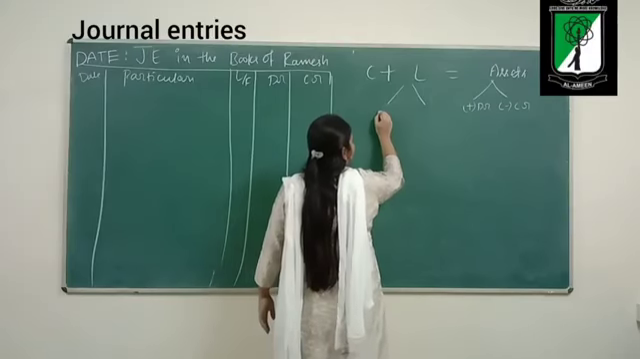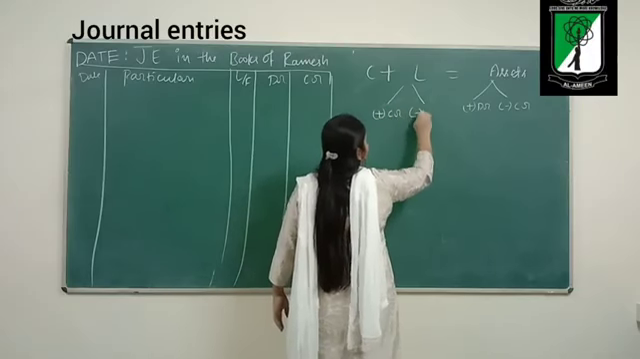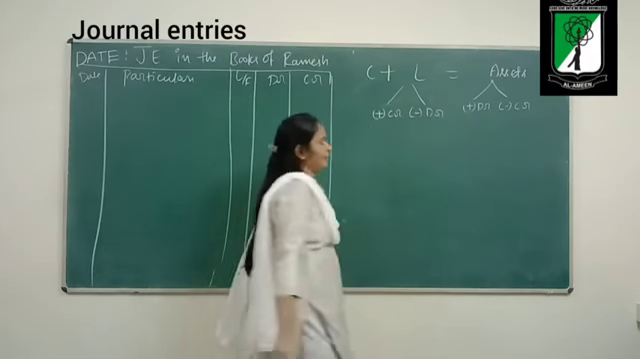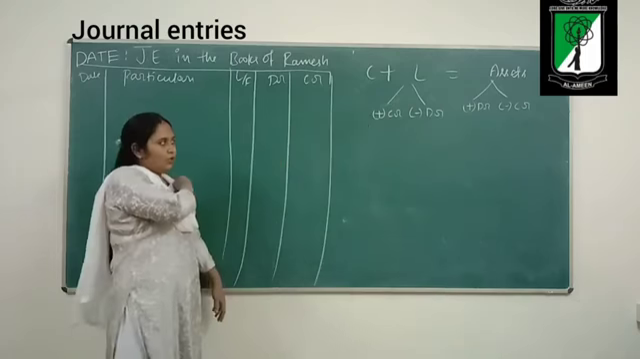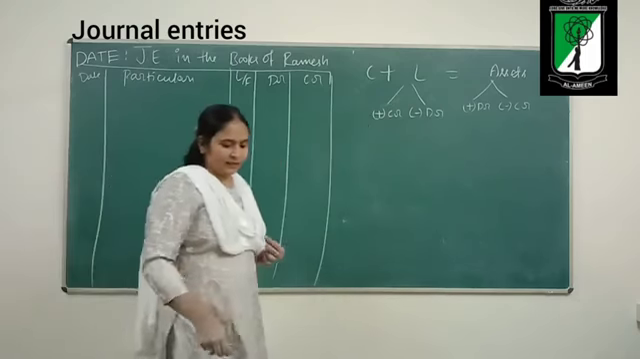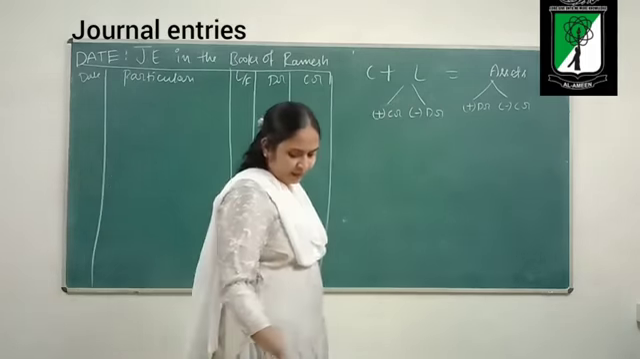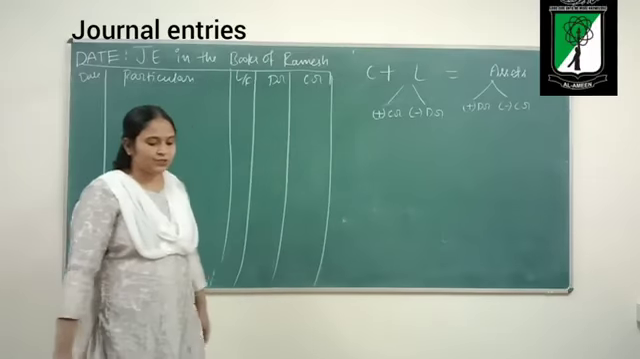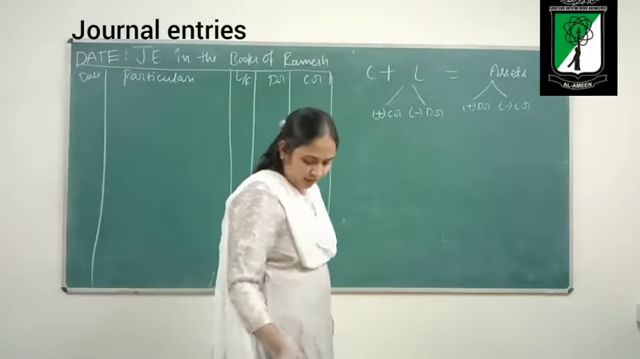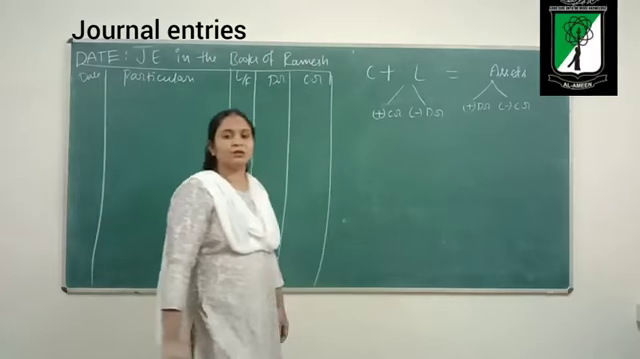Here, increase should be credited, decrease should be debited. This is the modern approach. Now the next transaction is: December 10th, received commission rupees 2000.